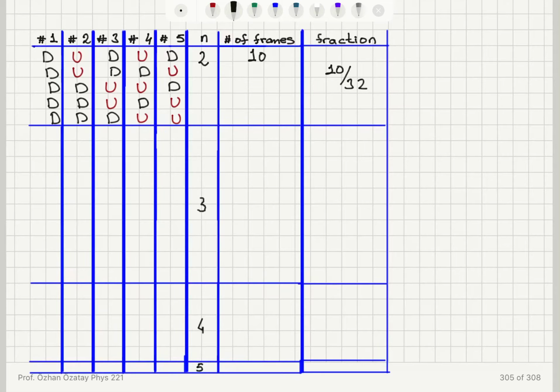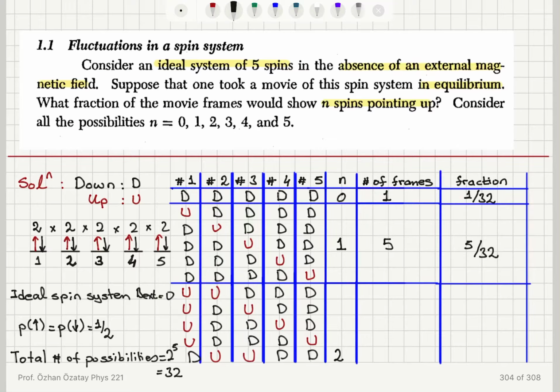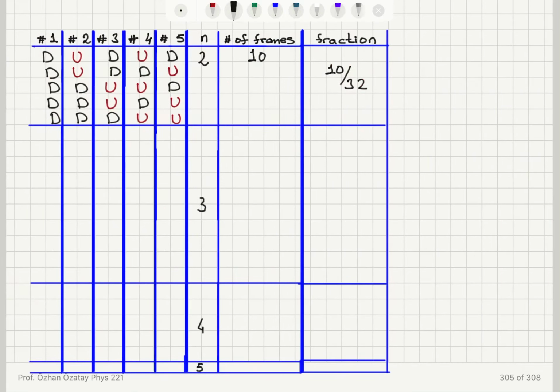Now 3 spins will be up, so 2 will be down. Instead of having 2 spins up and 3 down, I'm going to have 2 spins down and 3 up. So this scenario is similar to the n equals 2 scenario, and we can see this explicitly here. I need to have 2 spins down, 3 spins up.